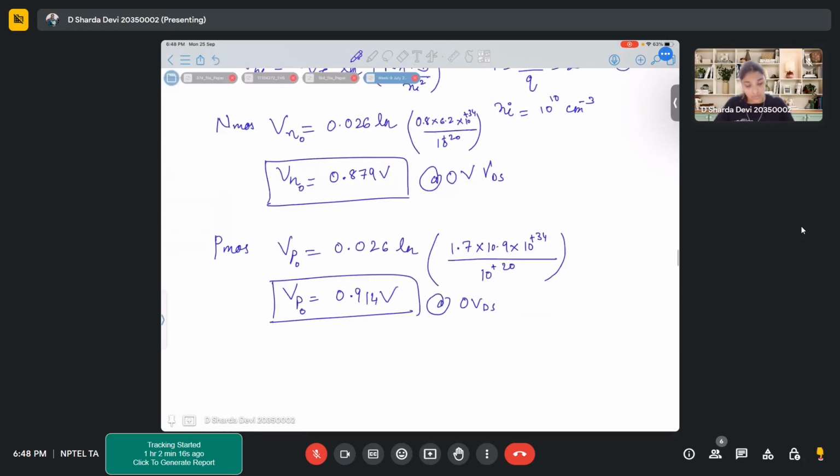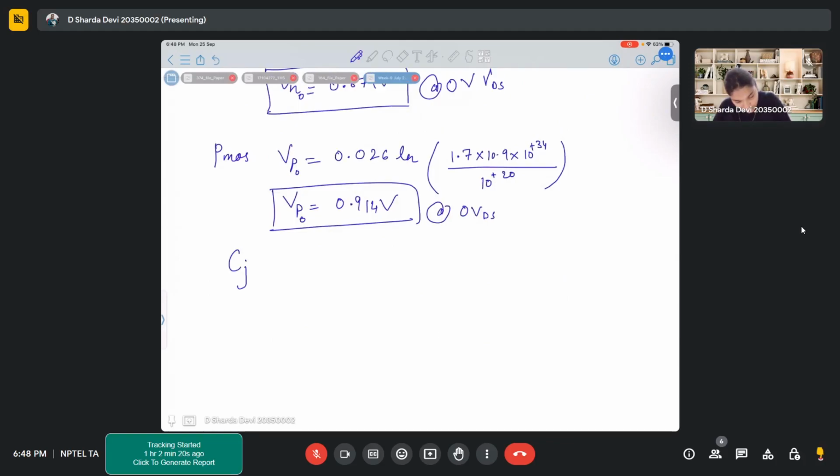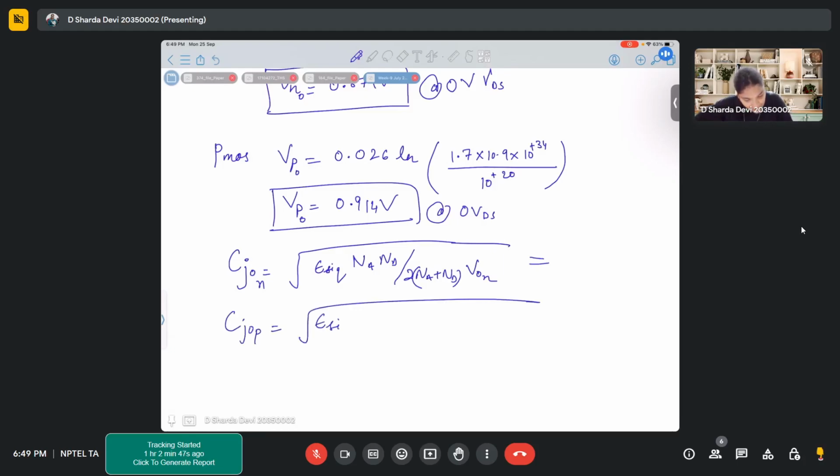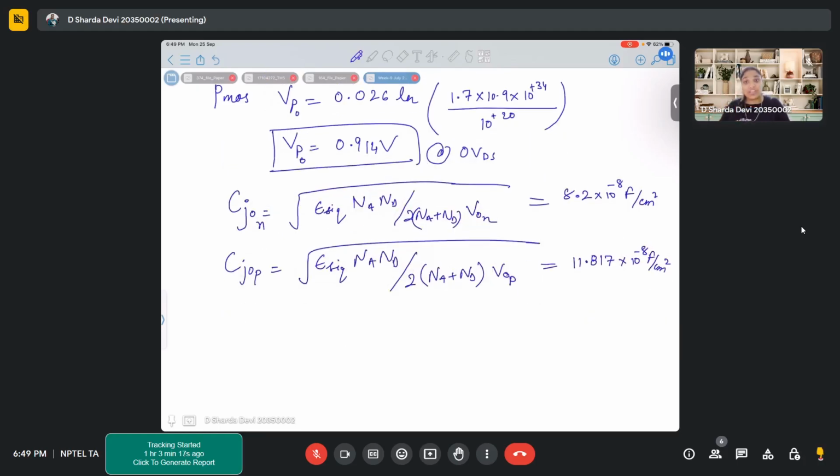Now the capacitances that we get at zero bias, when we substitute this V naught N in the formula, are epsilon silicon Q Na Nd by 2 Na plus Nd into V naught N. We'll get a junction capacitance for N. Similarly for P, we will get the junction capacitance with Nd by 2 Na plus Nd V naught P. The junction capacitances are 8.2 into 10 to the power minus 8 farad per centimeter square and 11.817 into 10 to the power minus 8 farad per centimeter square. This is for zero potential.